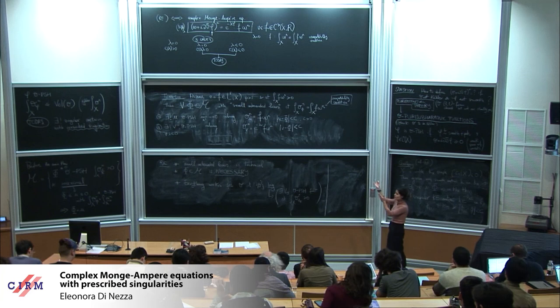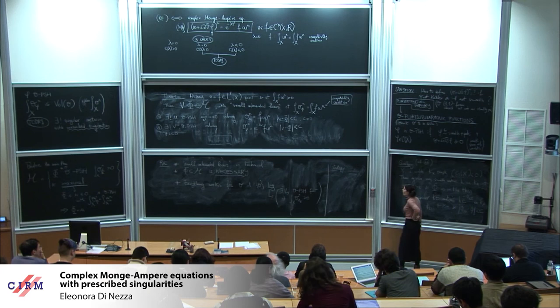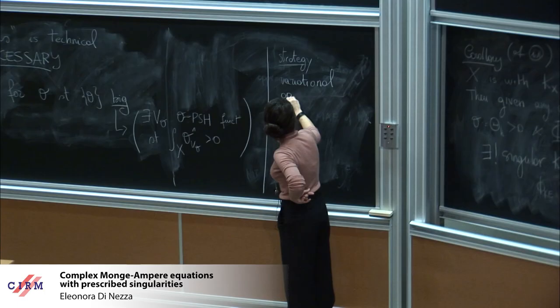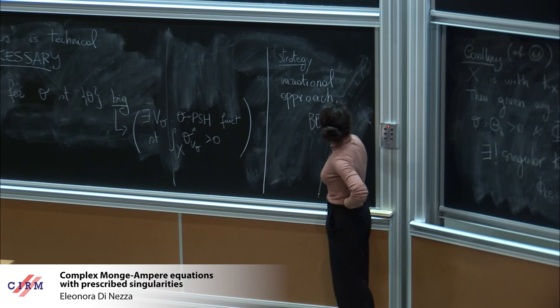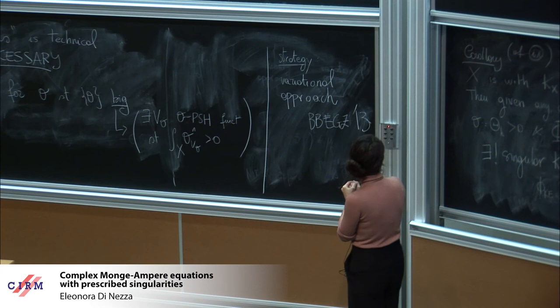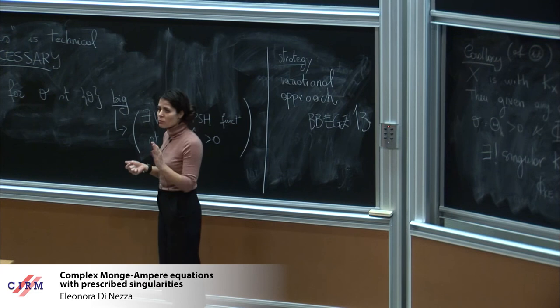Okay, so I would love to finish by saying that the strategy of the main theorem is developing and adapting the variational approach, due to Berman, Boucksom, Eyssidieux, Guedj and Zeriahi in 2013. And to do that, we need again to develop some new results in pluripotential theory, in particular the domination principle, for those of you who know that.